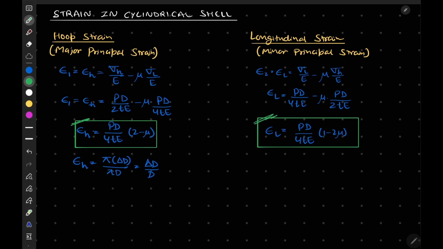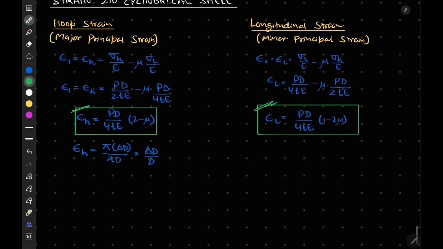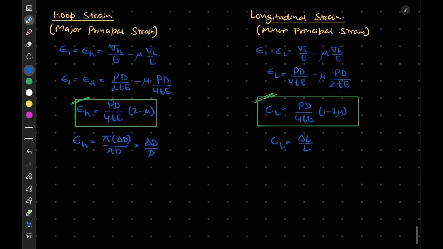And also your minor principal strain. Now similarly I can write epsilon L as your change in length upon original length. So from here I can calculate the final dimensions of your cylinder.